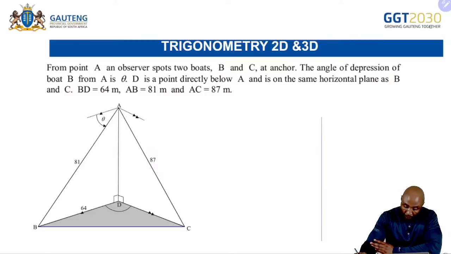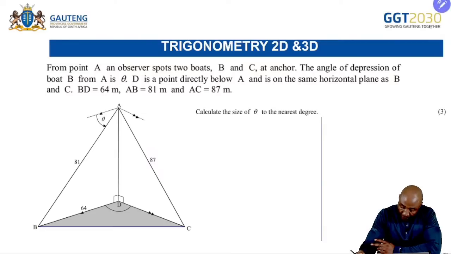We are told that from point A, an observer spots 2 boats, B and C, at anchor. The angle of depression of a boat B from A is theta. D is a point directly below A and is on the same horizontal plane as B. Now, it says BD is 64 meters, AB is 81 meters, and AC is 87 meters. The question is, calculate the size of theta to the nearest degree.